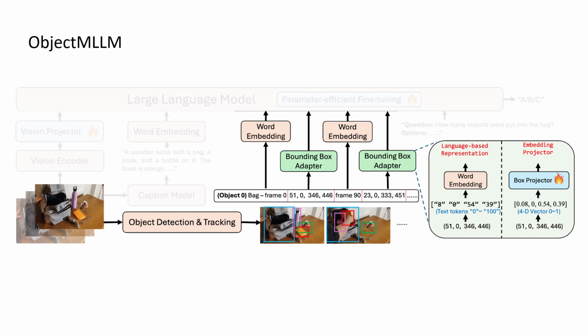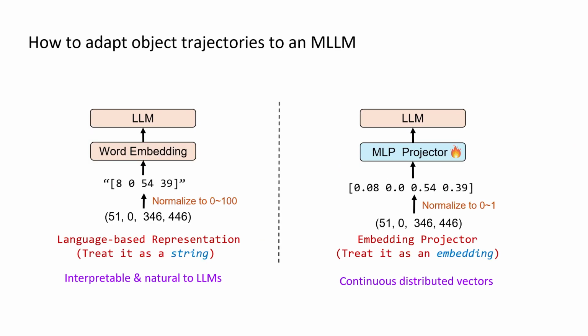Object MLLM uses an object detection and tracking module to generate object bounding boxes. The object name and frame indices are sent to the LLM as natural language, and bounding boxes are adapted to language space using an adapter. We compare two types of bounding box representations and the corresponding adapters. The first, language-based representation: bounding boxes are treated as a string and use an LLM word embedding as adapter. In the second, continuous representation, bounding boxes are treated as a vector and use an MLP projector as adapter.